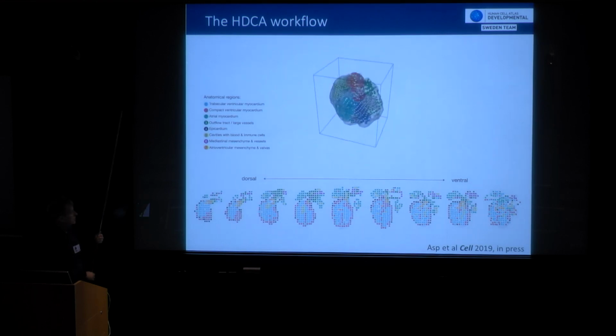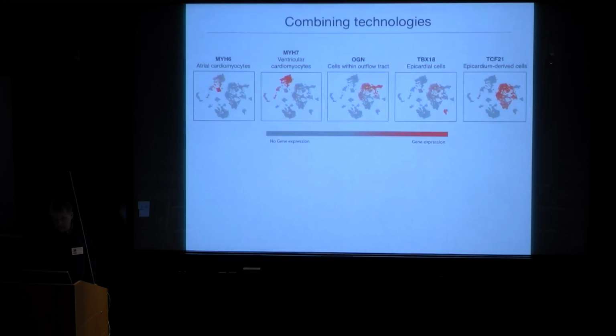So again, we are generating these kind of three-dimensional maps of different anatomical regions. We are then using the spatial data to generate these maps, and this is super exciting. And the possibility to combine technologies on the same stacked technologies is very useful. These are then 5 genes representing different parts. This is single cell data. And these are the marker genes for different parts.